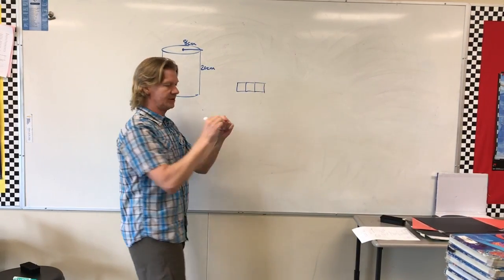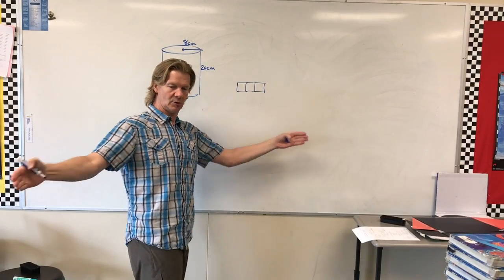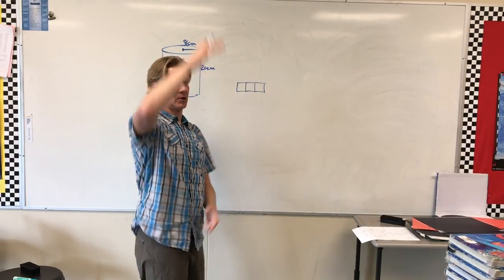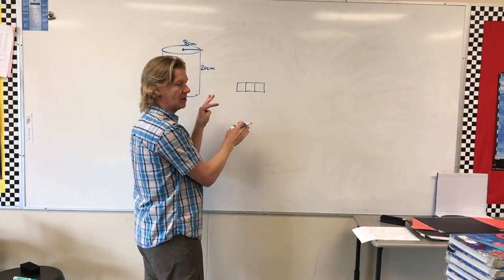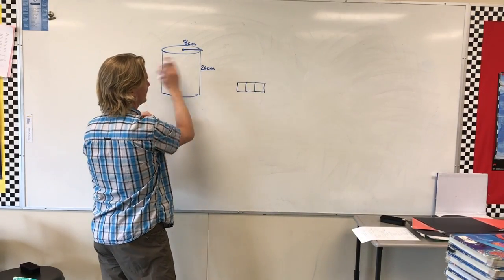So they could be little 1 by 1 square centimeters, or meter squared, 1 meter by 1 meter, or kilometer squared, 1 kilometer by 1 kilometer. But how many squares will fit on a flat surface? Okay? And we'll get to that in just a minute, because this is a curved surface if it's a cylinder.